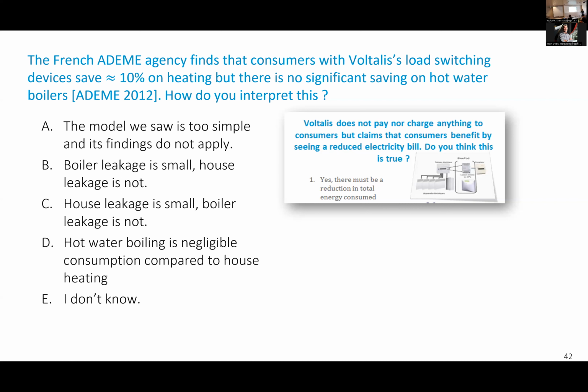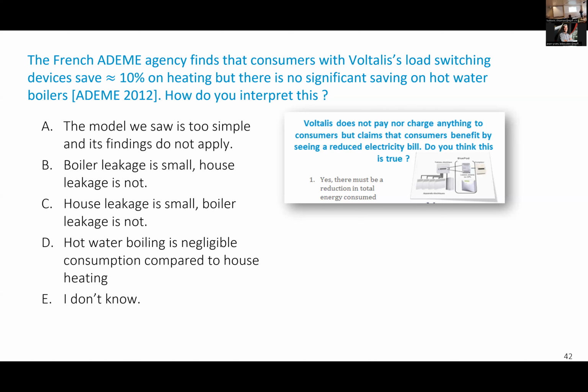Closing the poll in a second. Closing now. Majority says B. Boiler leakage is small, house leakage is not. That's probably the correct answer. What is happening here is, if you stop heating your house for an hour, then when you heat again, of course, during that hour you reduced consumption. But after that, you use more, since the house is colder and you need more to bring it back to temperature.